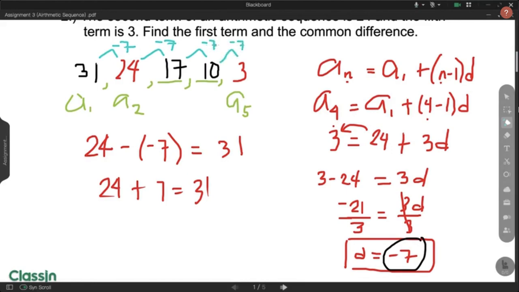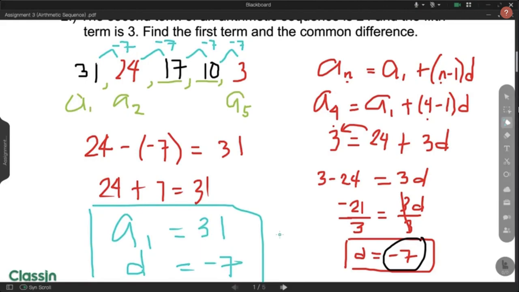So the first term, we can write now our final answers. The first term is 31, and our common difference is negative 7. This will be our final answer.